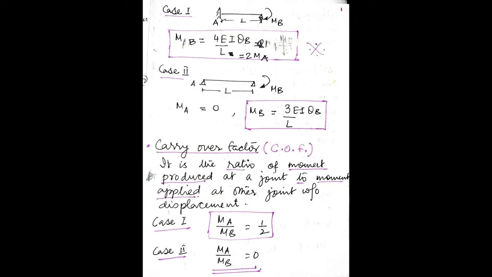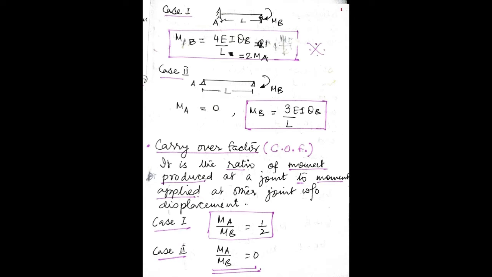Now what is carryover factor, COF? It is the ratio of the moment produced at the joint to moment applied at other joint without any displacement. Let us look at the case number 1, that is one end fixed, other is simply supported. In this case, if I ask you what is the carryover factor? See, the carryover factor is MA by MB, which is 1 by 2. As you can see, I have explained you there that MB equal to 2 MA. Okay, or MA is equal to MB by 2. So MA by MB equal to half.